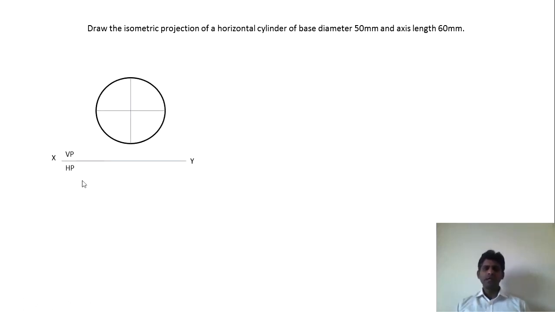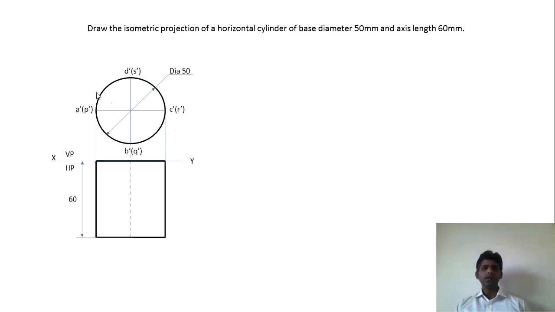Again, there is no need to draw these views because the dimensions that we need to draw the isometric projections are already known to us. We need to know the diameter and the axis length. But however, for completeness of this, we will draw the orthographic views.